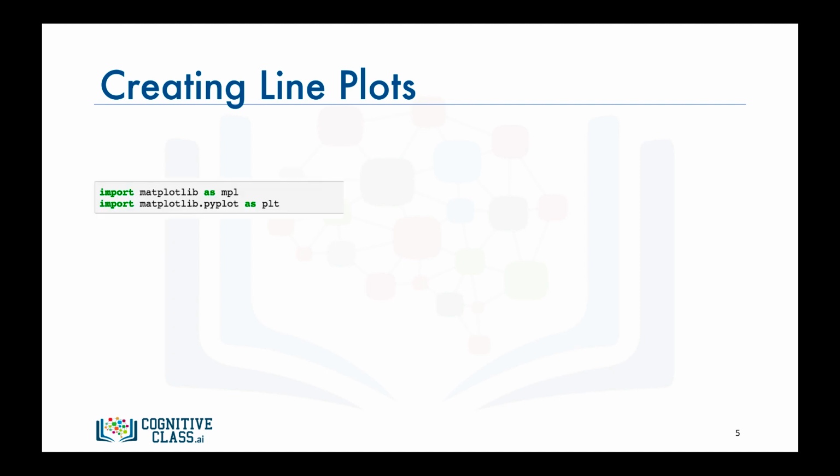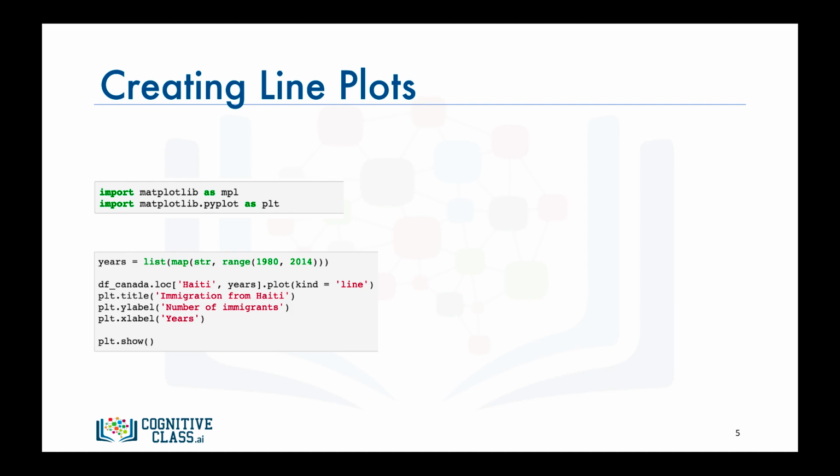First, we import matplotlib as mpl and its scripting interface as plt. Then we call the plot function on the row corresponding to Haiti, and we set kind equals line to generate a line plot. Note that we used years, which is a list containing string format of years from 1980 to 2013, in order to exclude the column of total immigration that we added. Then to complete the figure, we give it a title, and we label its axes. Finally, we call the show function to display the figure.